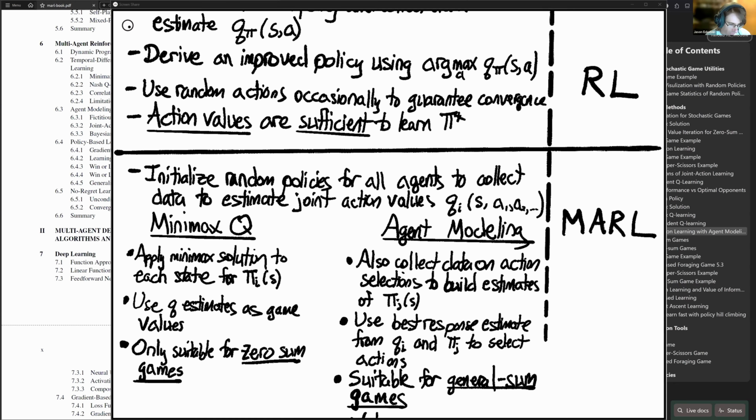We're applying it now to these estimated values. And again, this is only suitable for zero-sum games. Minimax Q-learning, the minimax solution, is only a solution technique that works in zero-sum games. Now, there is an alternative to this, which we talked about at the end of the last meeting, which is doing something called agent modeling.